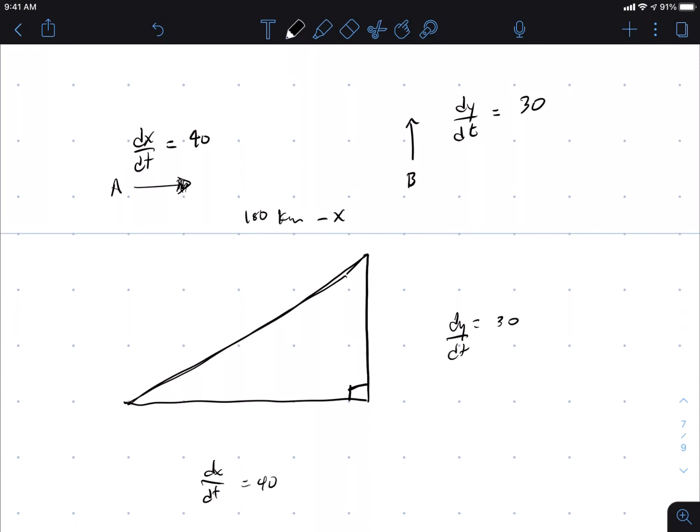So how many hours had passed when we wanted to find our time? 4 hours, right? We need to find this, and we need to know what dz/dt is. That's what the actual problem is looking for, right? So in 4 hours, how much did ship B travel? 120 kilometers. So this is going to be 120 kilometers. Does everyone agree with that?